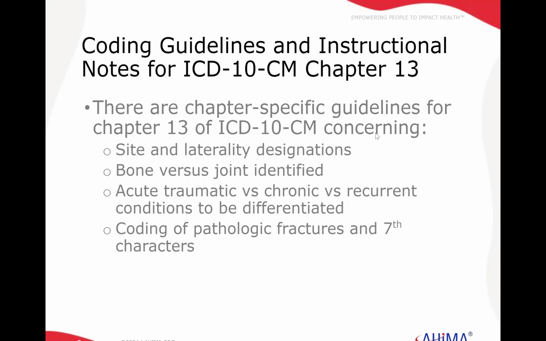And again, there are different guidelines that you'll see in this chapter. They're in the beginning of the chapter. They're also summarized very nicely in the text. Be clear on the difference between the bone versus the joint, the site, the laterality, whether something's acute, traumatic versus chronic versus recurrent, and make sure to check the tabular. And if it needs a seventh character, it needs to indeed go in the seventh position. That means that you may need one or two X's to use as placeholders.